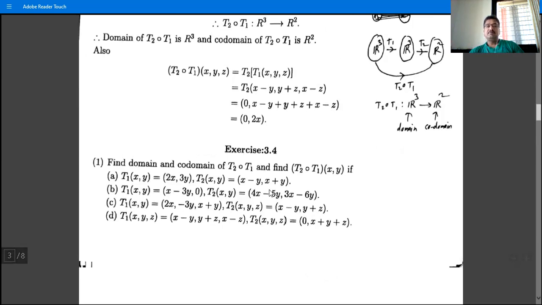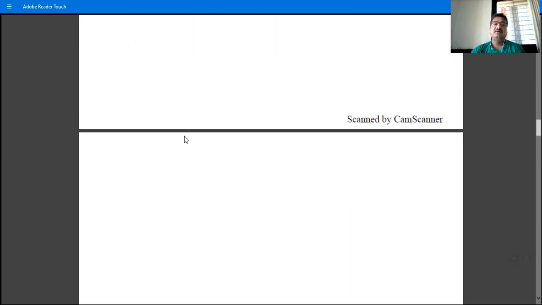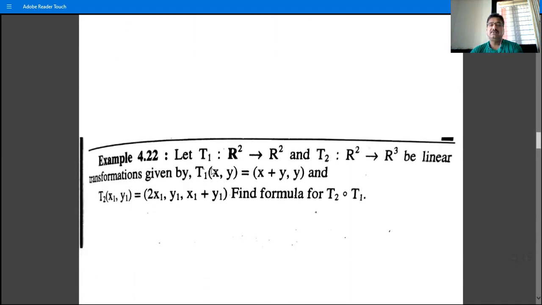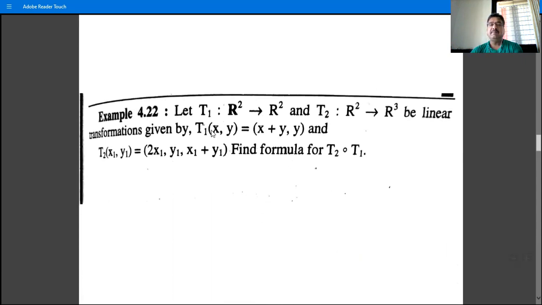So these are the problems for exercise. Find the codomain and domain of T2 circle T1, and find T2 circle T1 of xy. Here is the function T1 from R square to R square, and this is T2 from R square to R cube, a linear transformation. If the function T1 is from R square to R square and T2 is also from R square to R square, then T1 circle T2 and T2 circle T1 are both defined. That is, all these domains and codomains are the same.